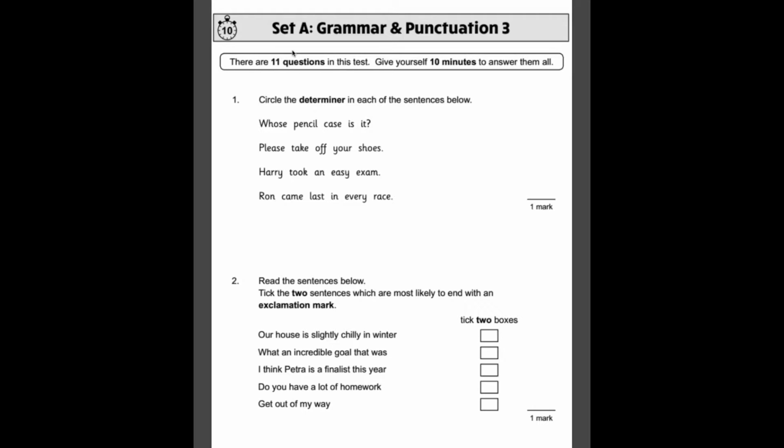Number 1, circle the determiner in each of the sentences below. You should know that a determiner shows quantity or possession of an object. So the first answer is whose. The second one is your. The third one is an. And the last one is every. The first two examples show possession, and the last two examples show quantity.